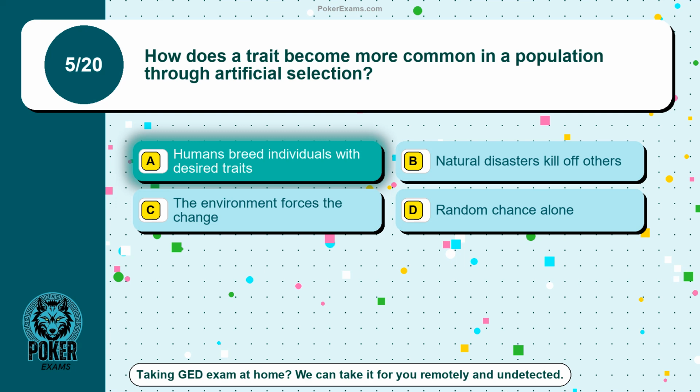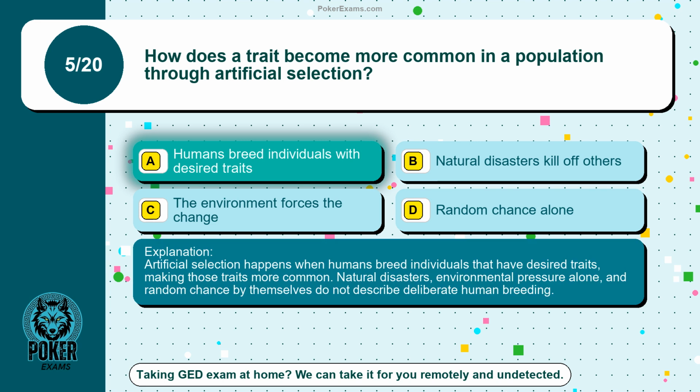The correct answer is option A. Humans breed individuals with desired traits. Artificial selection happens when humans breed individuals that have desired traits, making those traits more common. Natural disasters, environmental pressure alone, and random chance by themselves do not describe deliberate human breeding.